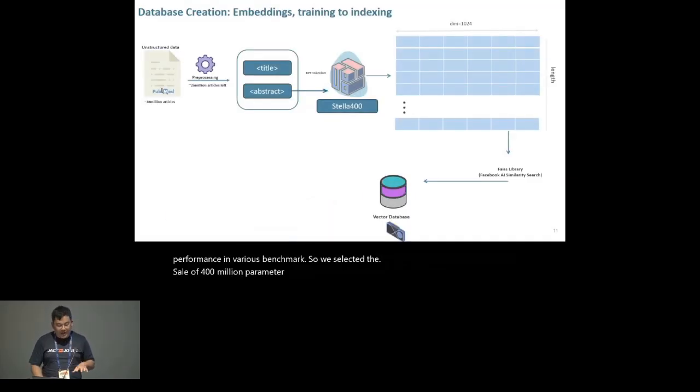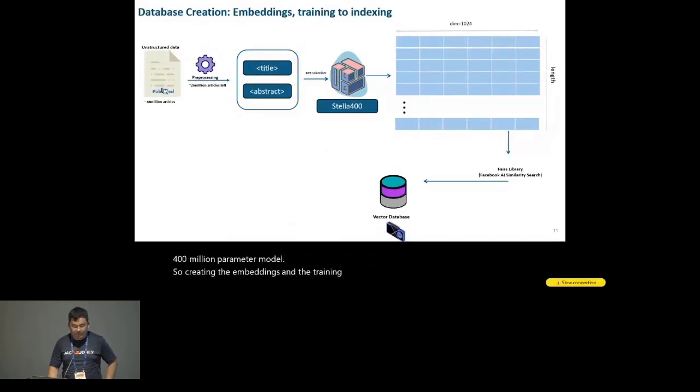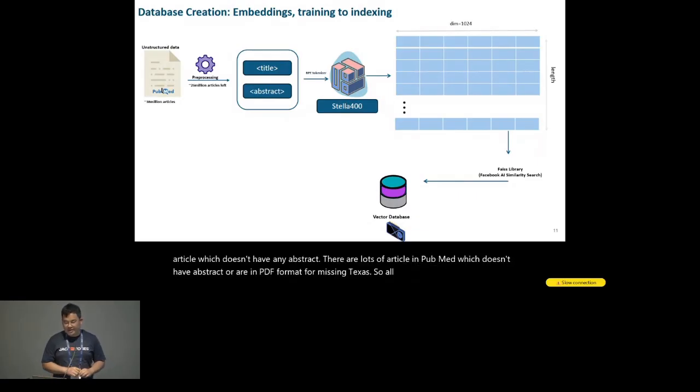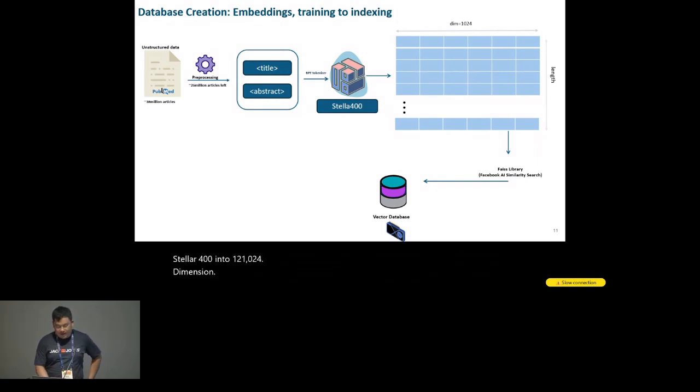To create the embeddings and index the data, we first collected around 38 million articles from PubMed. All those articles were pre-processed to remove articles which don't have any abstract. There are lots of articles in PubMed which don't have an abstract, or are in PDF format, or have missing text. All those were embedded using Stella 400M into 1024 dimensions. And using the FAISS library, which is Facebook AI Similarity Search, we created the vector database for these high-dimensional dense vectors.